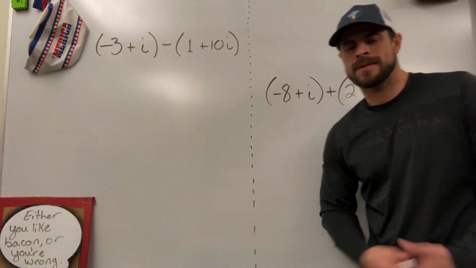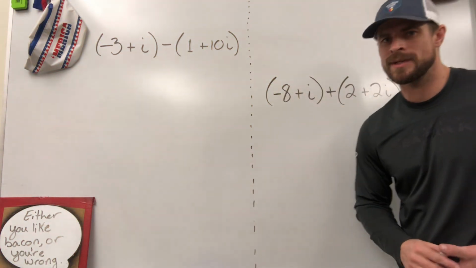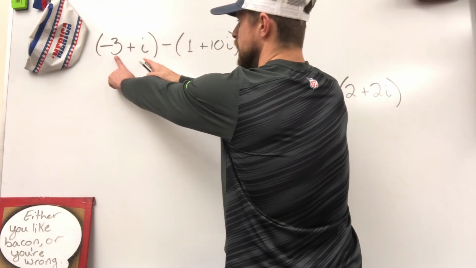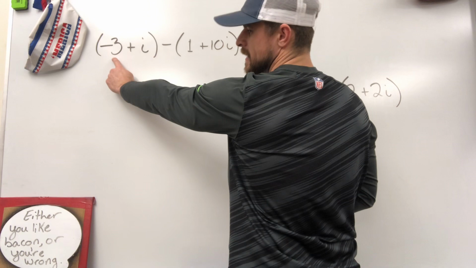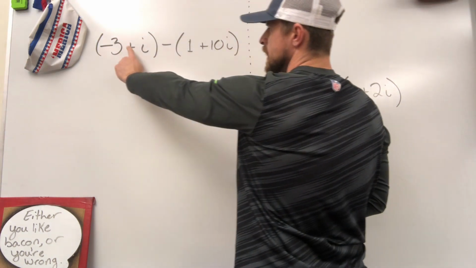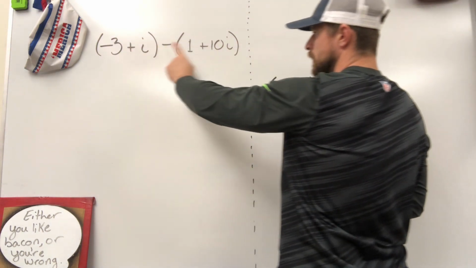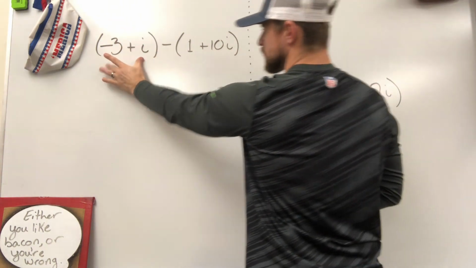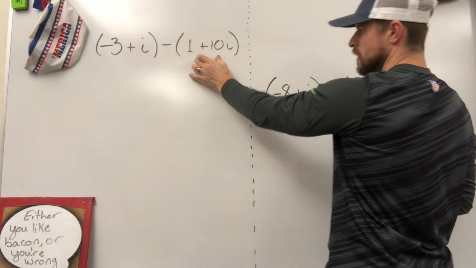All right, in calculus, you're going to be dealing with what are called complex numbers. So we need to know how to add and subtract complex numbers. So here's a complex number right here. That's a real number, in this case, an integer, -3, added to an imaginary number. An integer added to an imaginary number. So we got to take this complex number and subtract this complex number.